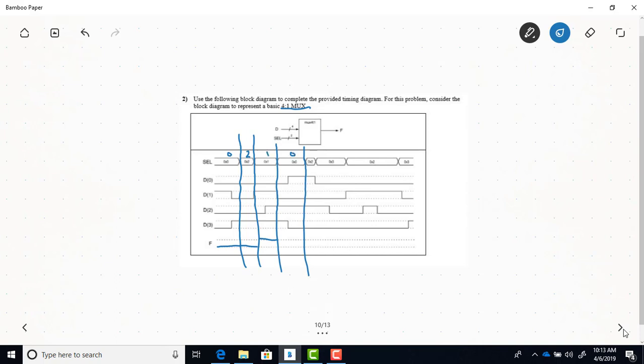So now the data D0 gets passed through, and you can see that during this time interval that our select line is 0, the D0 data changes from 0 to 1 right there. So at the output, it's going to go 0 right when it gets to that time interval when the select line is 0, and then it follows D0 and becomes high during this portion. So it's the same idea for the rest of this truth table, that with the select lines, we're choosing which input gets passed through to the output.